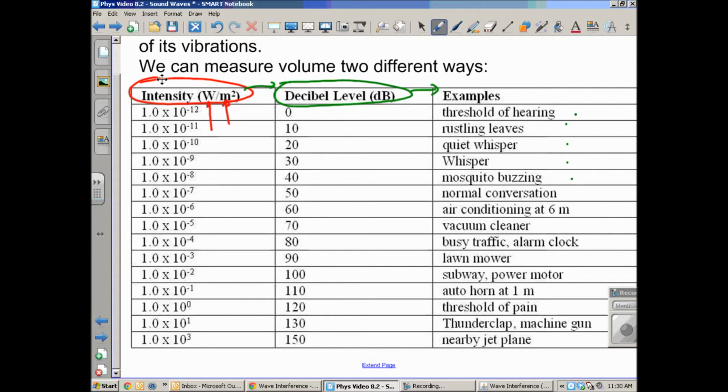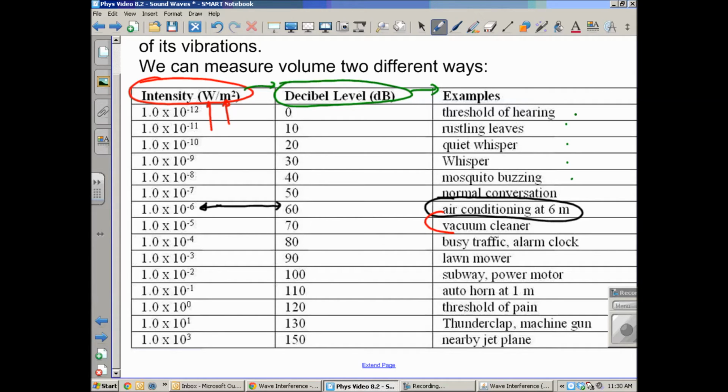So let's look at, for example, an air conditioner at 6 meters. So suppose you're standing outside by your air conditioning unit and you're about 6 meters away from it. All right, what that means is the intensity of the sound that you're going to hear, the amount of power it carries per square meter, is 1 times 10 to the negative 6th watts per square meter. That can be converted into what's called decibel level, and you get 60 decibels. Okay?